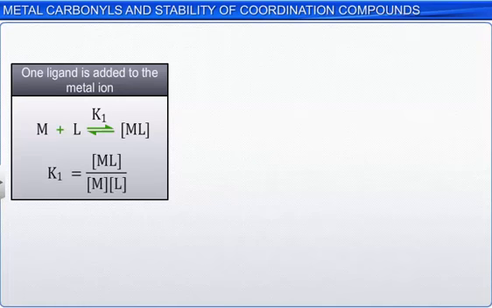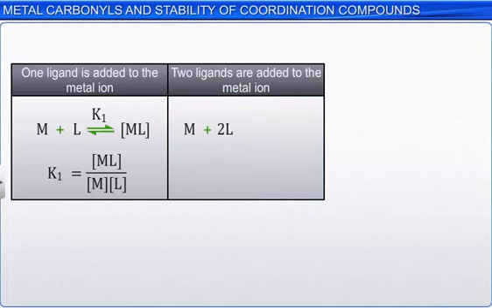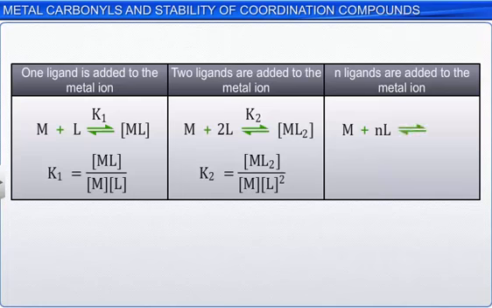If two ligands are added to the metal ion, then the expression may be written as M plus 2L in equilibrium with ML2. The stability constant for this reaction, K2, is equal to the concentration of ML2 divided by the concentration of M multiplied by the concentration of L raised to the power of 2. Similarly, if N ligands are added to the metal ion, then the equation may be written as M plus NL in equilibrium with MLN. And the stability constant for this reaction, Kn, is equal to the concentration of MLN divided by the concentration of M multiplied by the concentration of L raised to the power of N.